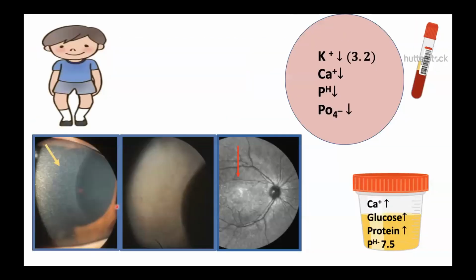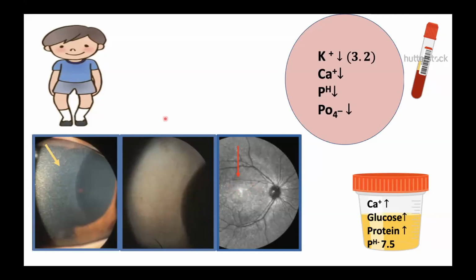Her blood report shows hypokalemia, hypocalcemia, hypophosphatemia, and also a normal anion gap metabolic acidosis. Her urine showed a higher range of calcium, and glucose and protein were also positive in urine, and pH 7.5, but note that the patient was on alkali supplementation at that time. They took an ophthalmologic consultation and found cystine crystals deposited in the conjunctiva, cornea, and then in the fundus.